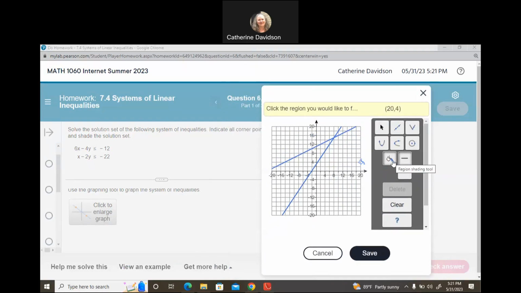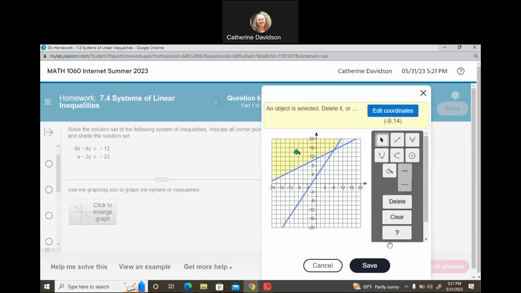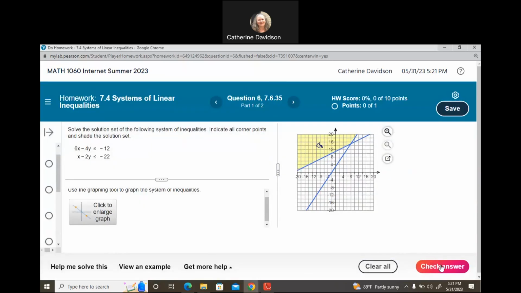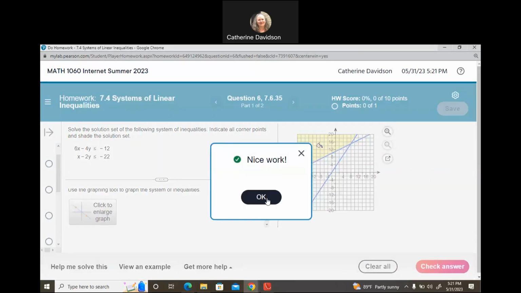All right, so we selected the paint can. I went ahead and worked this, and we're going to shade up in here. All right, so I had tried the point 0, 16 and made both of the inequalities true. So it doesn't have to be on the point 0, 16. It's just anywhere up here in that region. So I'm going to click, and you see it shades. Okay. Oh, I did it right.